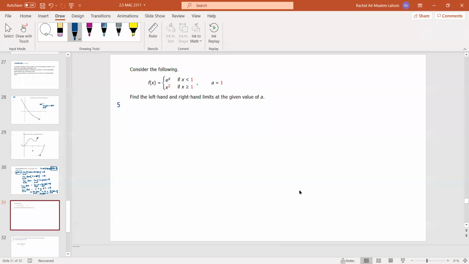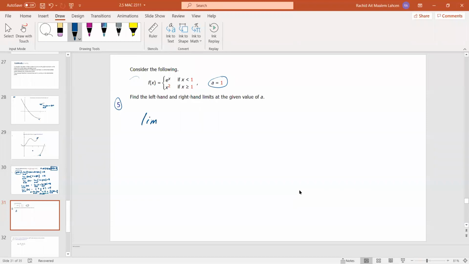Okay, so I put these numbers. So for 5, consider the following. This function is defined when x is less than 1 as this exponential function, and when x is greater than 1, it's defined as x squared. Right, so a here is 1. Find the left-hand side and right-hand side limits at the given value of a.